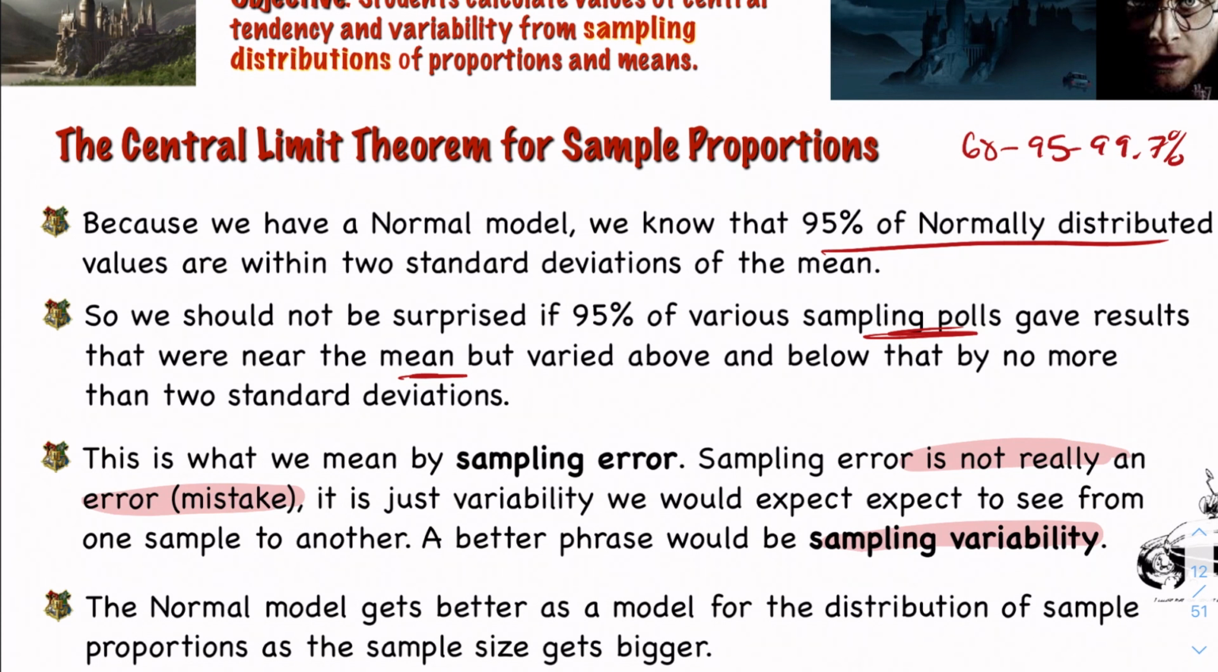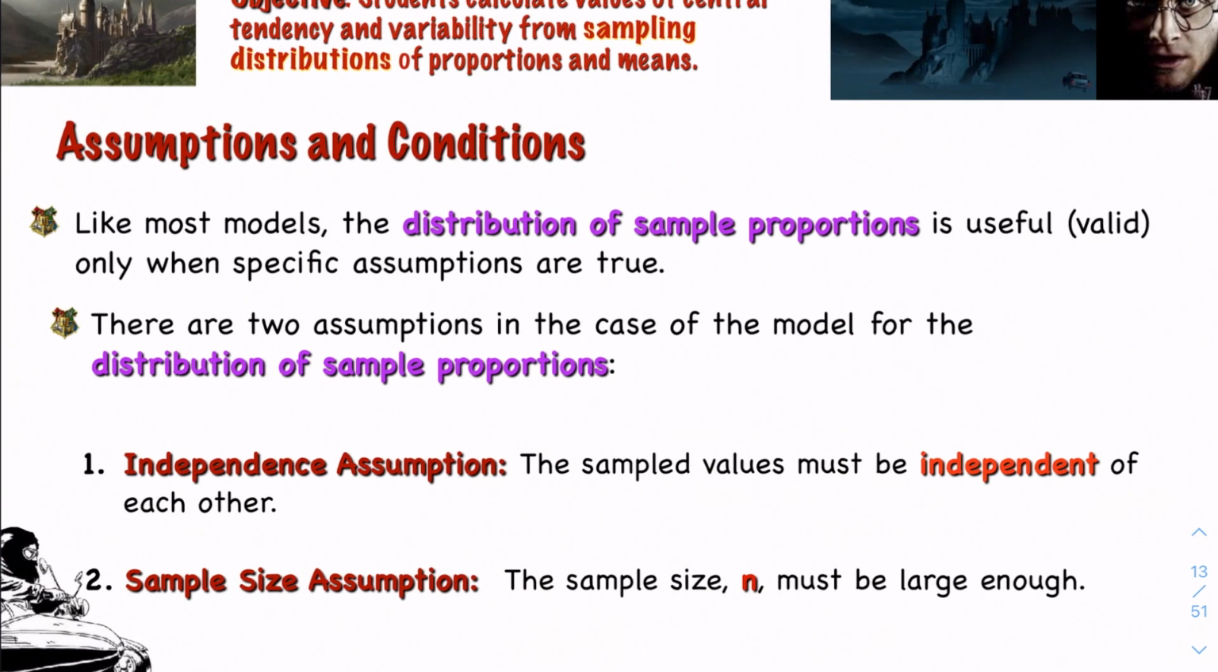That's our plus or minus there. So the normal model gets better as a model for the distribution of sample proportions as the sample size gets bigger. And like most models, the distribution of sample proportions is useful, by which we mean valid, only when specific conditions or specific assumptions are true. So there are two assumptions in the case of a model for the distribution of sample proportions.